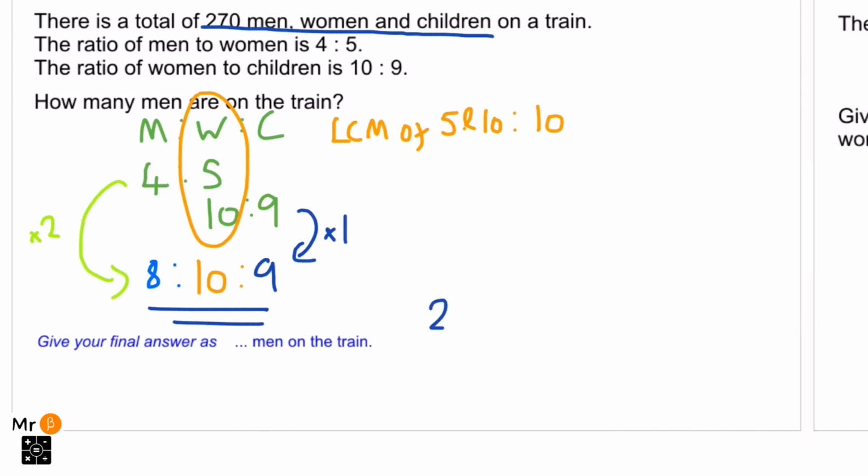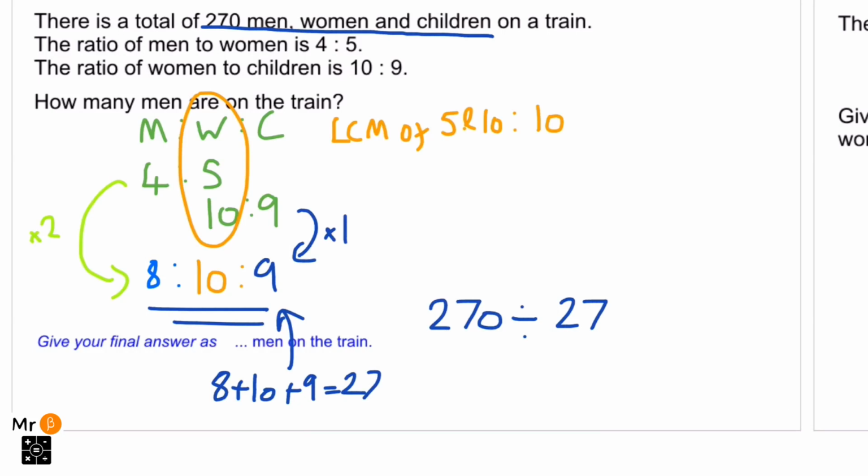So we need to share this 270 by these 27 boxes or parts. So in total, if we add these up, 8 plus 10 plus 9 is 27, and that's how we got our 27 boxes. Again, you could draw them if you like, however this would be a slightly longer process. That tells me that 10 goes in each box.